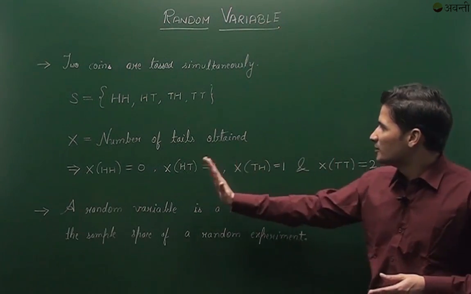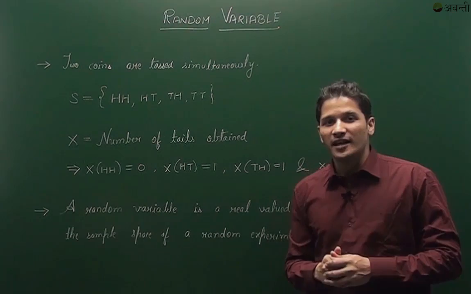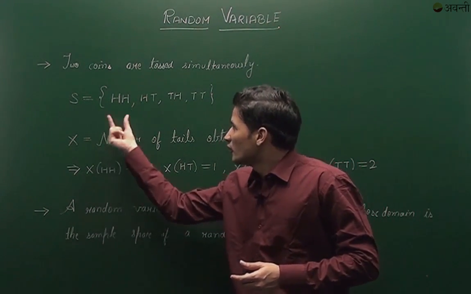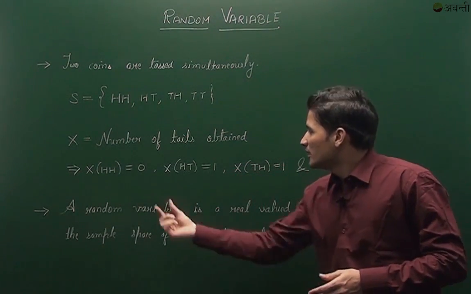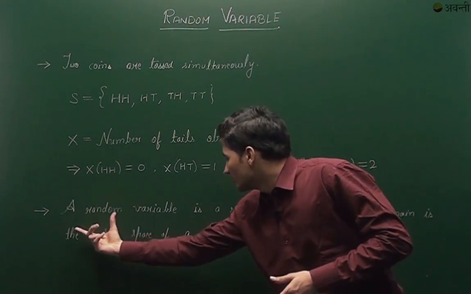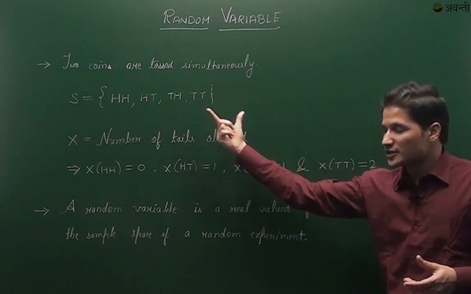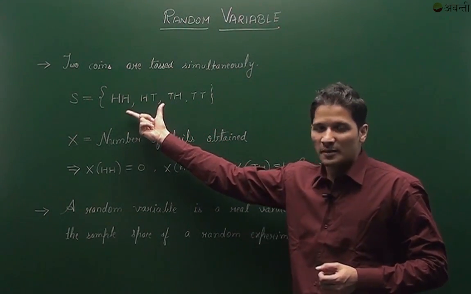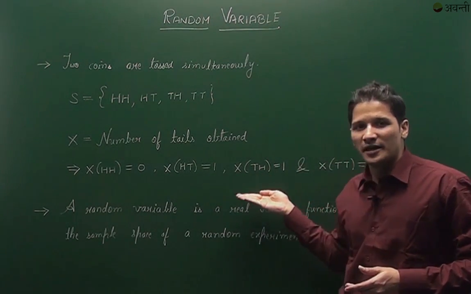So this is a random variable for this experiment, and through it we can say that a random variable is a real valued function. This x takes input from the sample space, so its domain is the sample space, and the output is some numerical value. The definition of a random variable is: a random variable is a real valued function whose domain is the sample space of the random experiment. In this case the sample space of the random experiment was this, and this real valued function is the random variable.